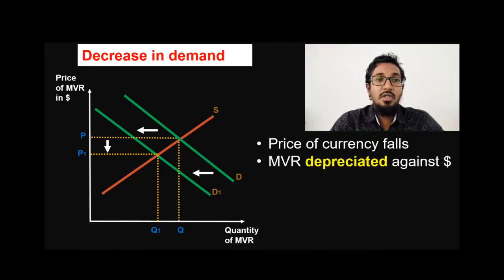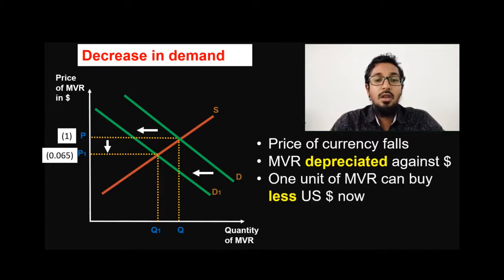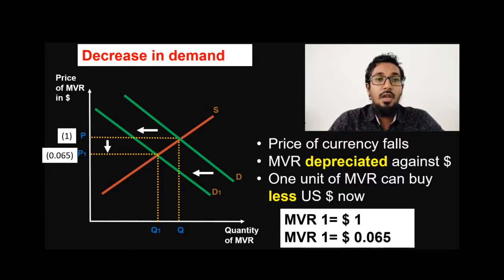So which currency has depreciated here? The Maldivian currency has depreciated against the dollar. Let me replace the letters with figures as well. Initially 1 MVR cost $1, but with the change now 1 MVR costs 0.065. So 1 unit of MVR can buy less US dollar now. Initially for 1 MVR we could get $1, but with the change in demand, for the same MVR we can buy less dollar, that is 0.065, isn't it?